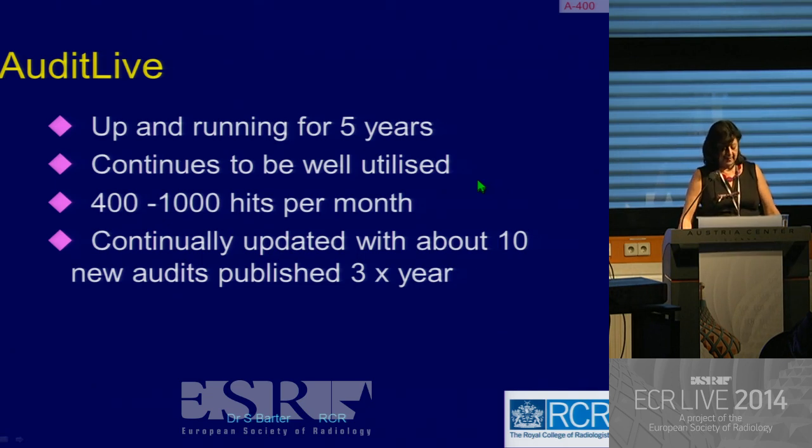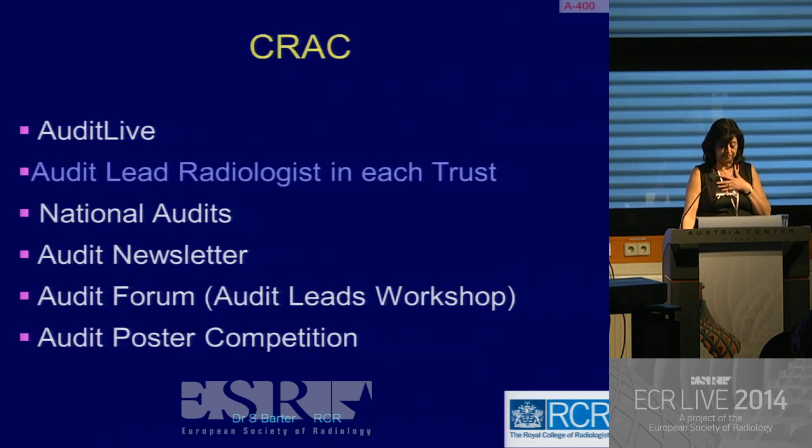So it's been up and running now for 5 years and continues to be very well utilised, with about 400 to 1,000 hits per month. And it's continually updated, with about 10 new audits published 3 times a year, and also the content is updated. So if you have a recipe that's been in there for about 3 years, they're all looked at on a cyclical 3-yearly programme so that they are updated. For example, we started off with quite a lot of references to keeping films, and of course none of us use films anymore, so those have all been replaced.